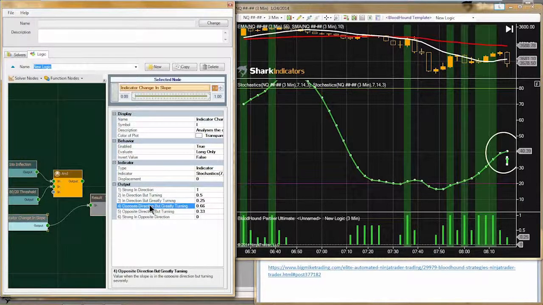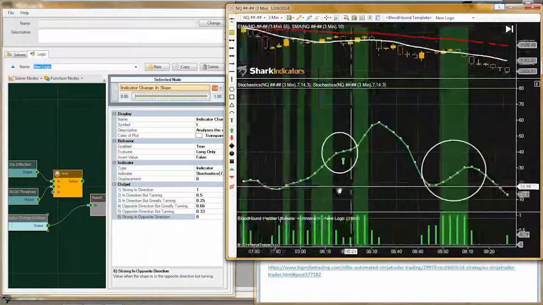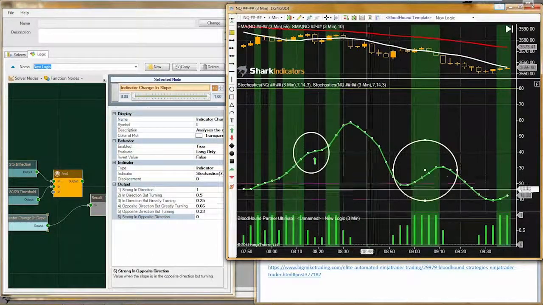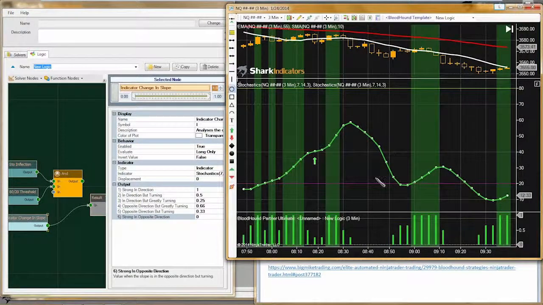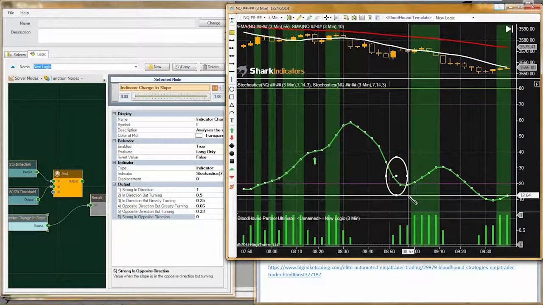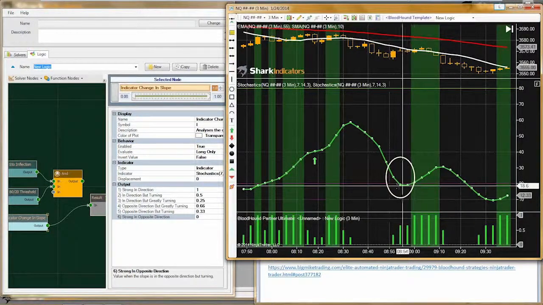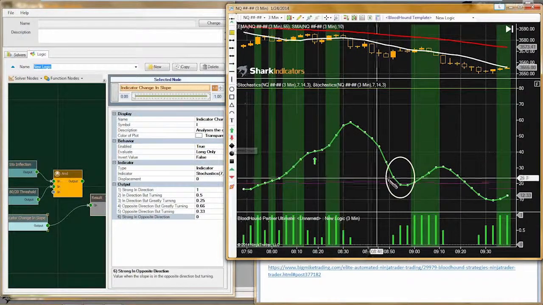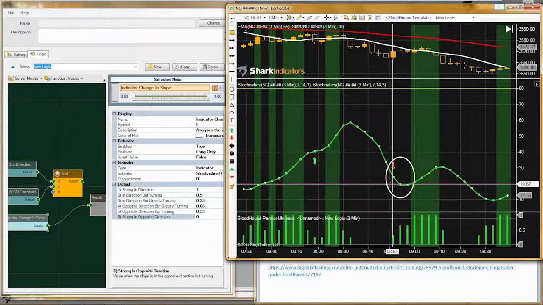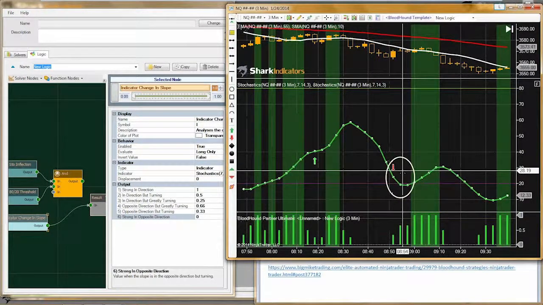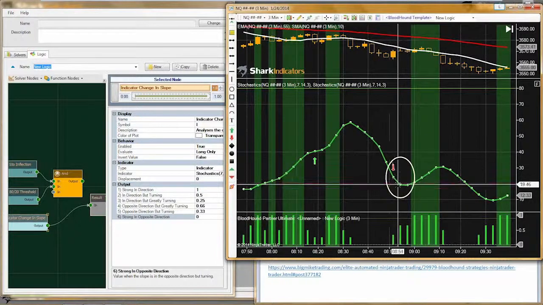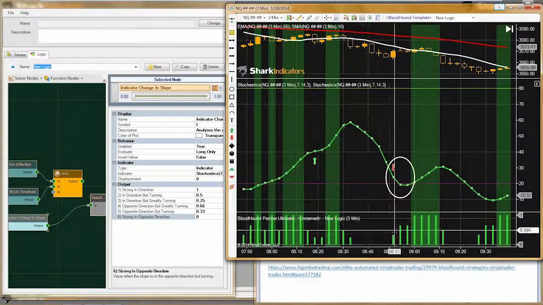And then you can even control the output for the opposite direction. So let's find a place to work for that. So let's take a look at this area right here. So we can see that the stochastic is in a downslope, but we're still getting a long signal out of the solver.